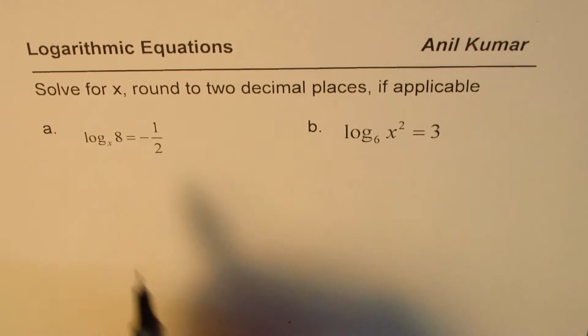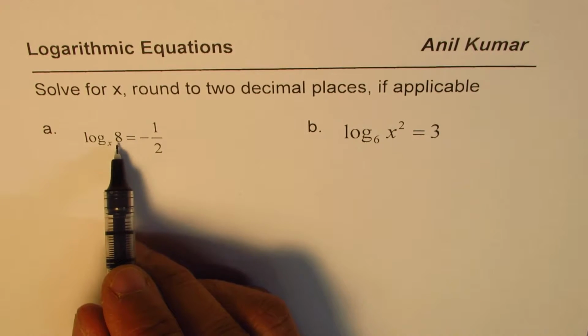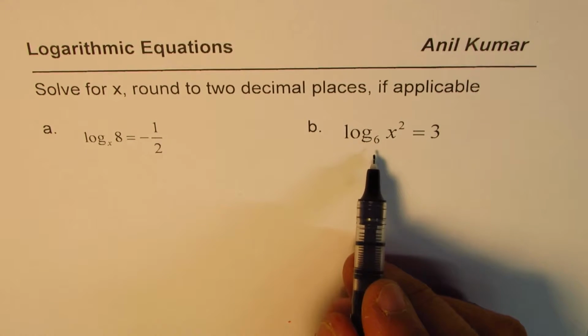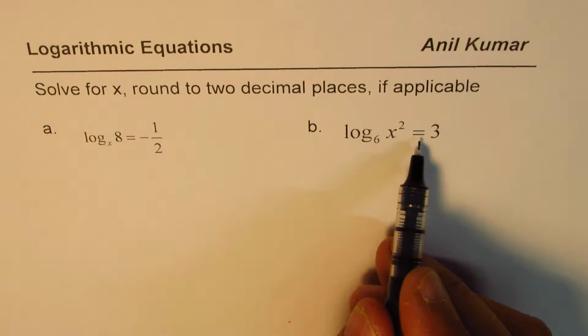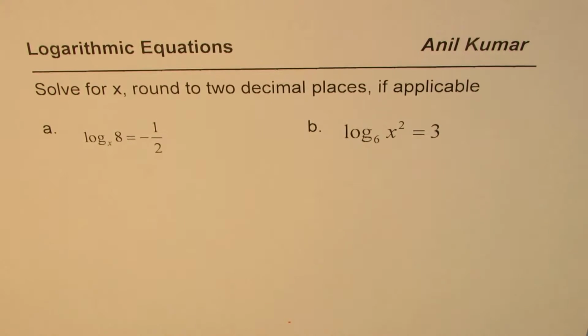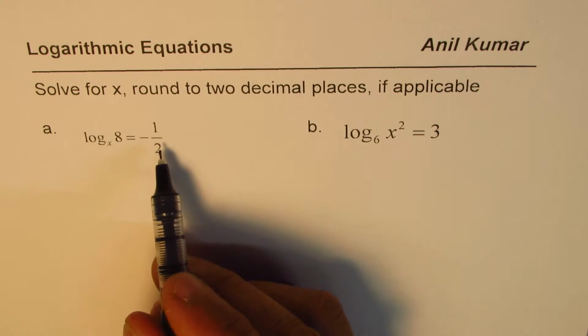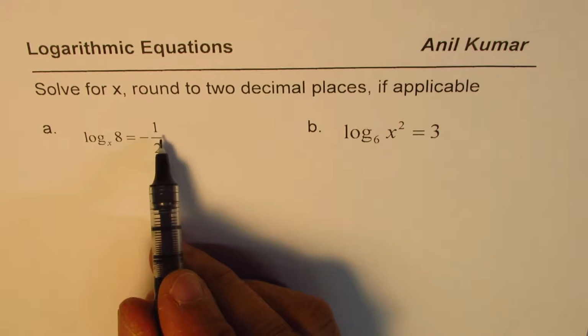The first one is log to the base x of 8 equals minus half, and the second one is log to the base 6 of x squared equals 3. You can pause the video, solve, and then look into my suggestion. Now whenever you have logarithmic equations like this, the best way is to write in exponential form.